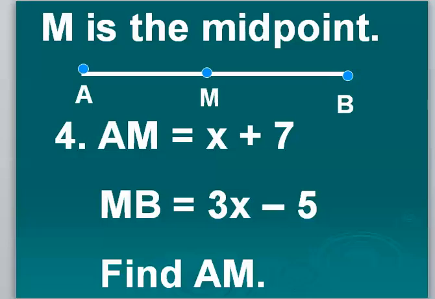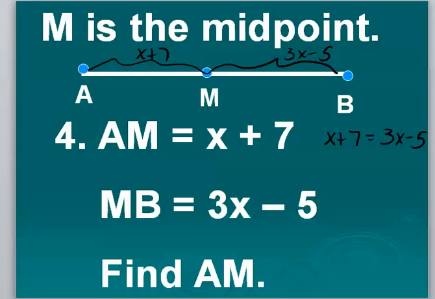Every time we start problems, though, eventually after we use some numbers, we'll work in some algebra. So this is one of the algebra problems. It tells us that AM, that length or the distance from A to M, is x plus 7. And from M to B, that length or distance is 3x minus 5. Because M is the midpoint, we do know the two halves are equal. So we're going to set x plus 7 equal to 3x minus 5 and solve.